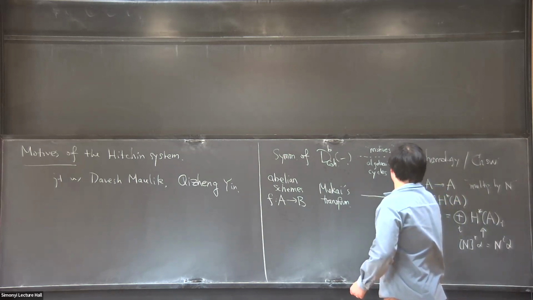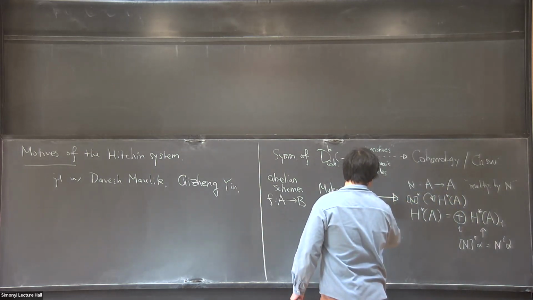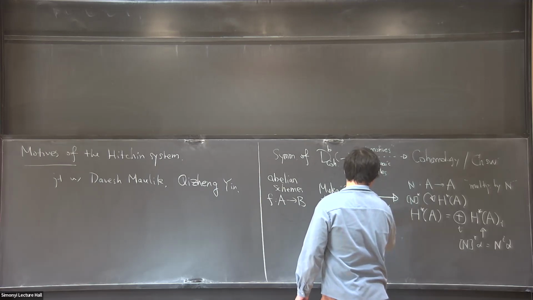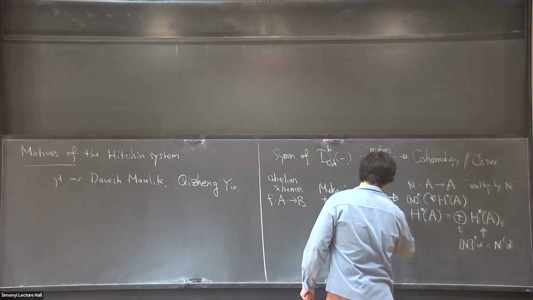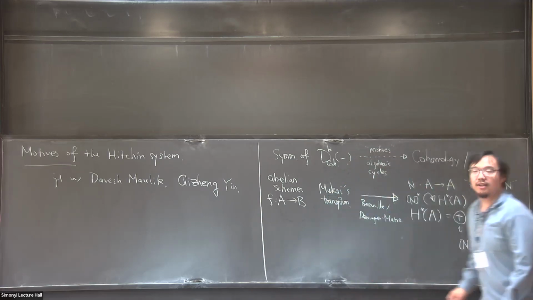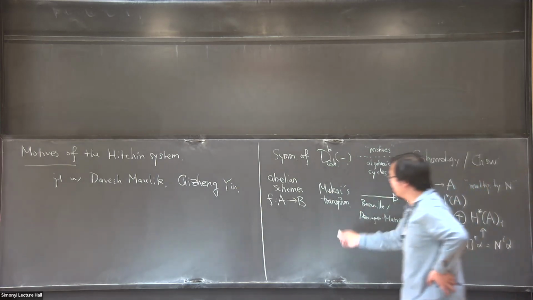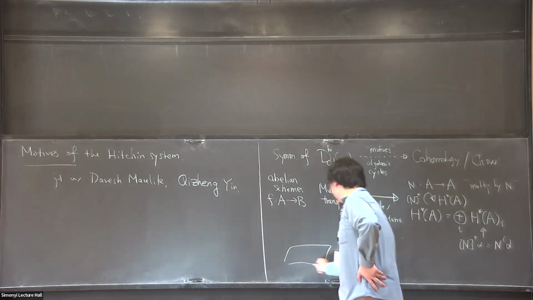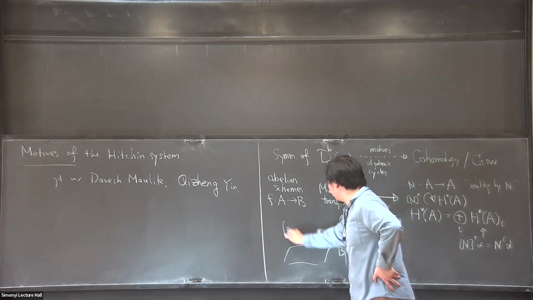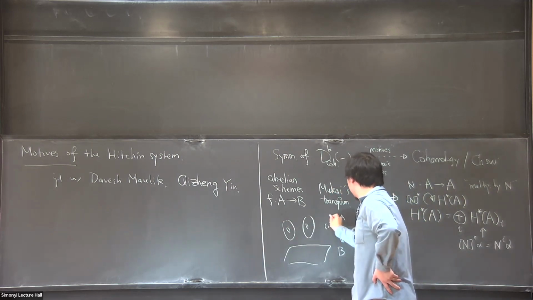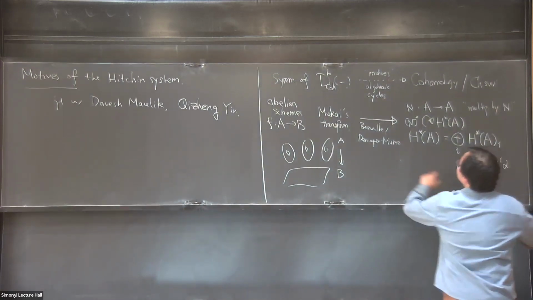about 30 years ago. The good thing for this geometry is that there are no singular fibers. So the picture is the following: you have A to B, and every fiber is a torus, an abelian variety.